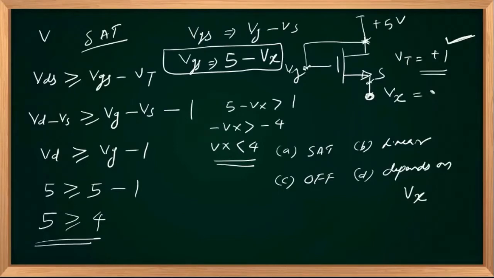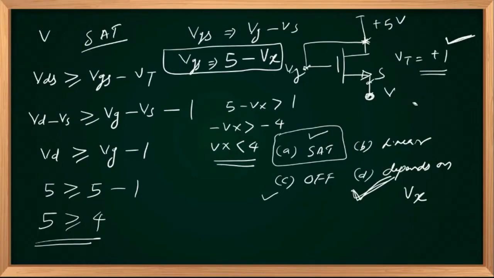So if Vx is given, in the available options, you cannot go for saturation condition. It depends actually on Vx. If Vx is less than 4, transistor is on, then it is in saturation, no doubt. If Vx is greater than 4, then it is in off state, then option C. So that depends on Vx. If Vx is less than 4 is given, then as you said, you can go for saturation, no issues.